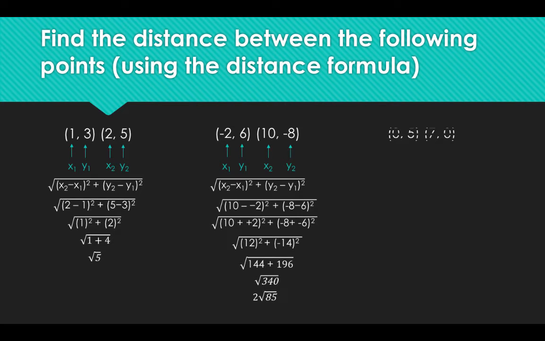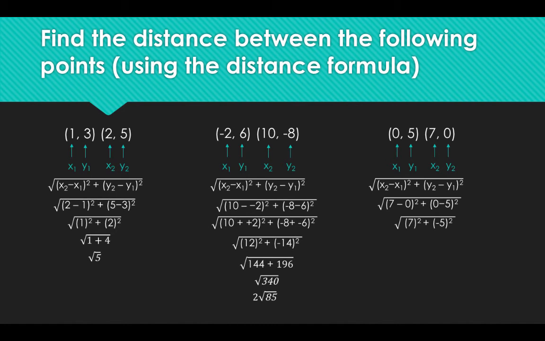Let's try one more. Let's do the points 0, 5 and 7, 0. So first of all, let's label our points, x1, y1, x2, y2. Write out our formula. And now we can substitute our numbers in for our variables. So I have the square root of 7 minus 0 squared plus 0 minus 5 squared. 7 minus 0 is 7. 0 minus 5 is -5. I'm going to square both of those to get square root of 49 plus 25. Add those together to get square root of 74.